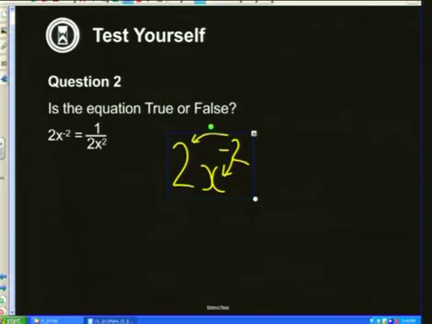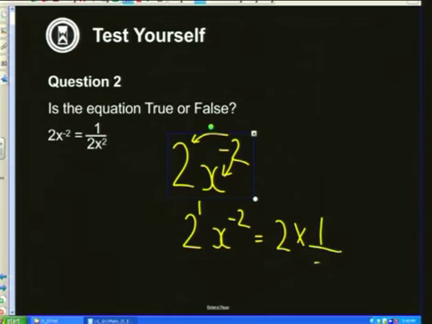This 2 here, as it stands, says 2 to the power of 1 times x to the power of negative 2. So it says 2 multiplied by x to the negative 2, which means 2 times 1 over x squared. Because what does a negative exponent mean? It tells you it's the reciprocal of the base when written with a positive exponent.